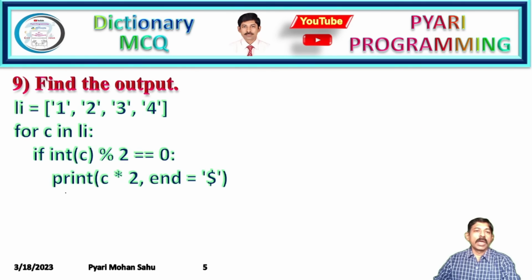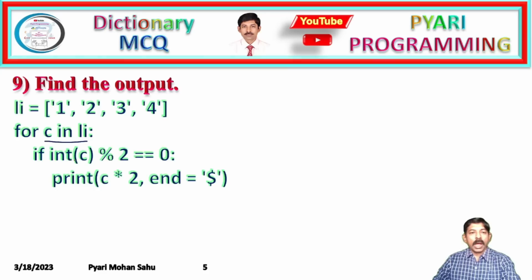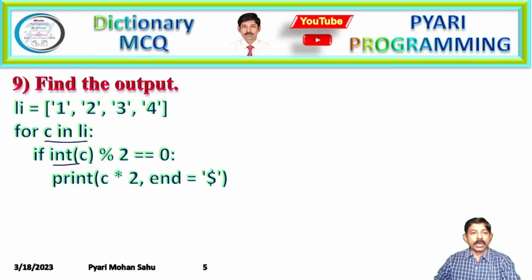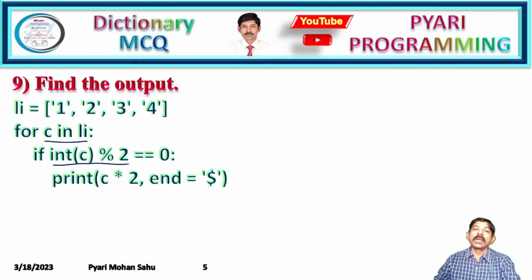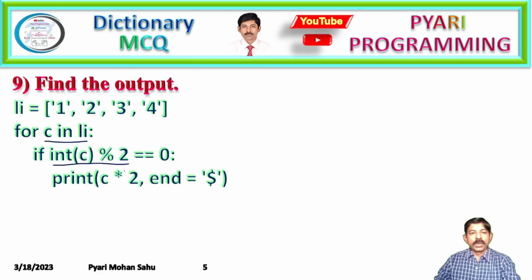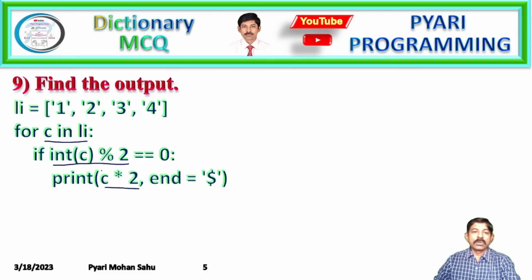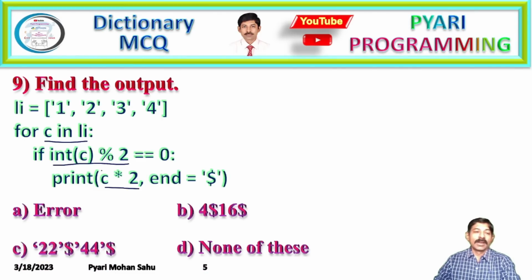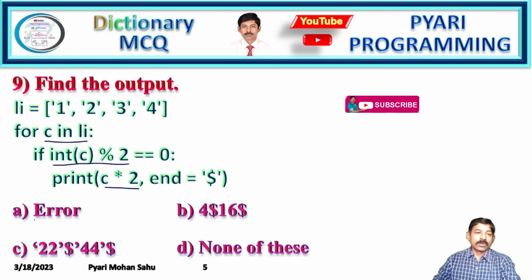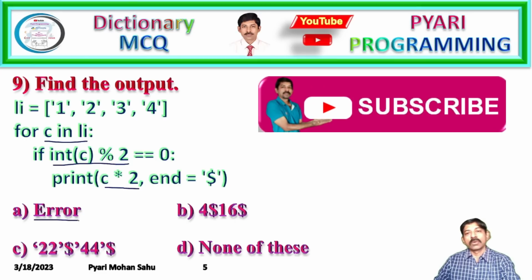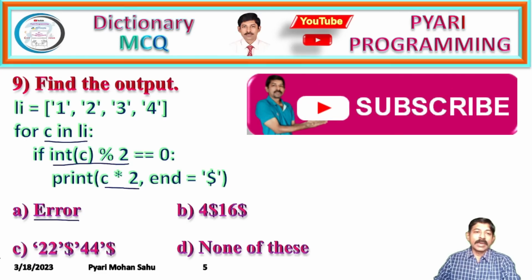Now the question is saying find out the output. We have a list, for C in li. I am extracting the C, which is 1. I am converting it into an integer. I am checking whether it is divisible by 2, that means an even condition. Now if it is even, I am saying C multiplied with 2. Here C is not converted into an integer. Now we have an error option, so you will click on this error and your answer will be error only. You are thinking that C is a character, that is 1 is multiplied with 2. A character cannot be multiplied with 2.